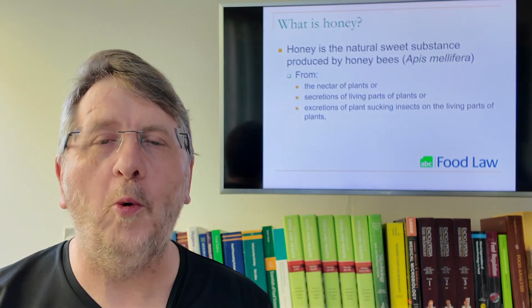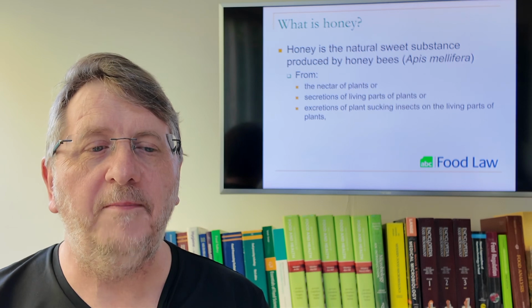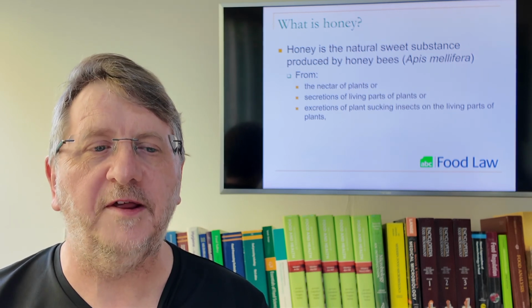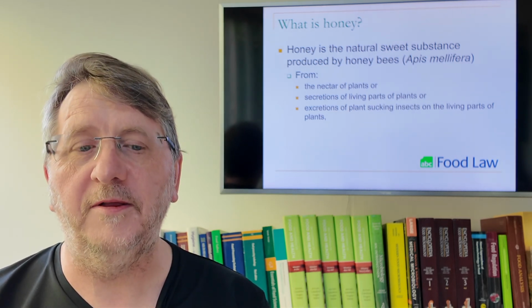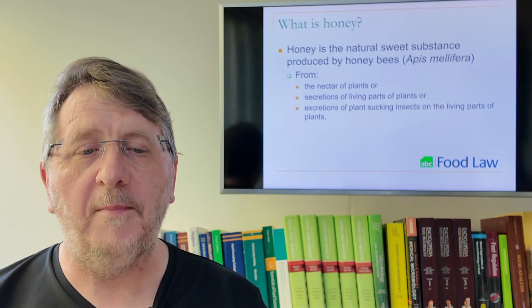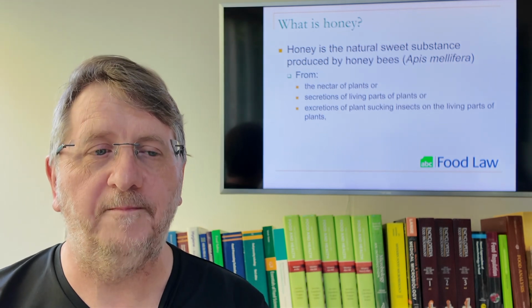Okay, so honey. What is honey? Well, it's obviously a natural product produced by a honeybee, but it can actually be produced from three separate sources. Directly from the nectar of plants is one, the secretions of living plants or parts of plants is the other, and excretions of plant-sucking insects on the living parts of plants is the third one.